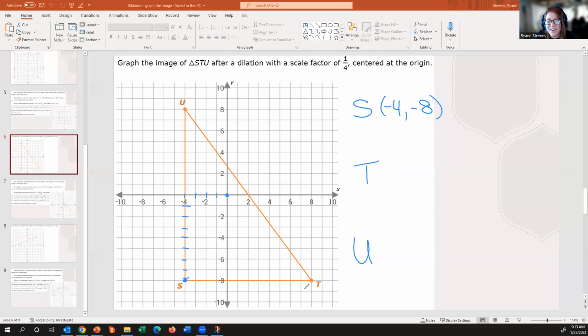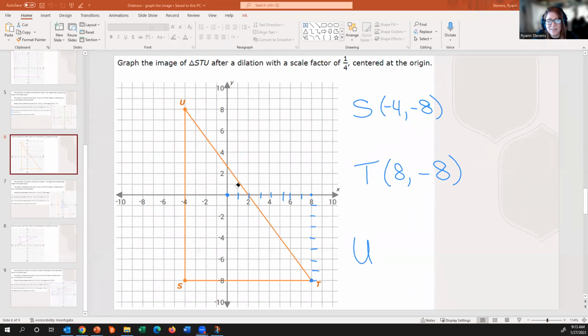Our next point is going to be at T. So we're going to start at the origin here. We're going to go to the right. 1, 2, 3, 4, 5, 6, 7, 8. So +8. And then we're going down 1, 2, 3, 4, 5, 6, 7, -8.